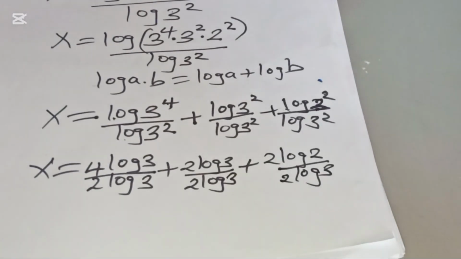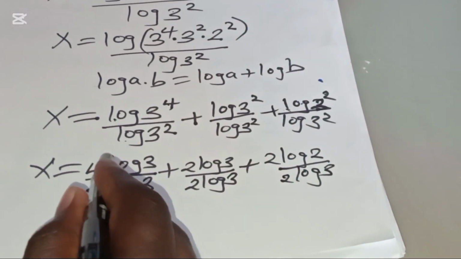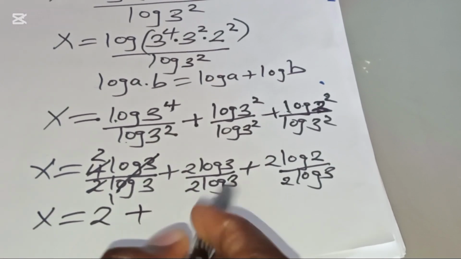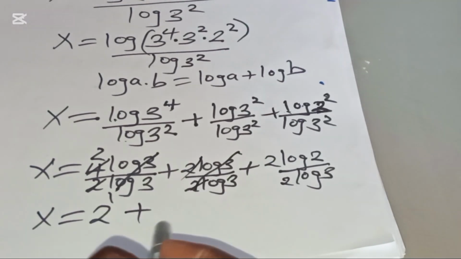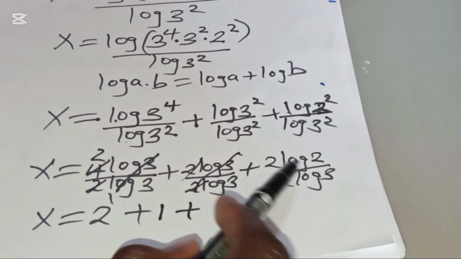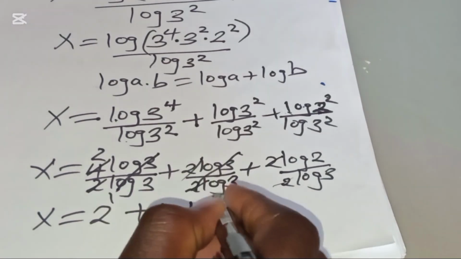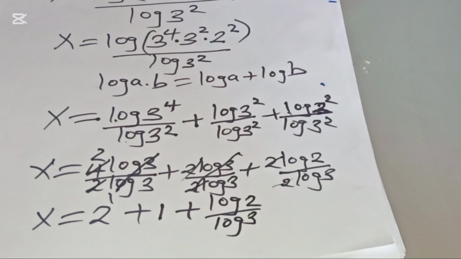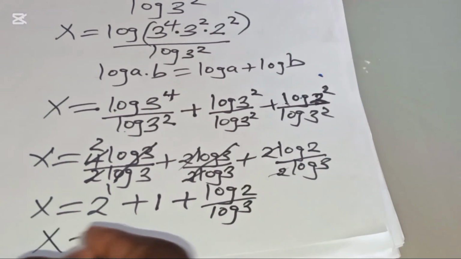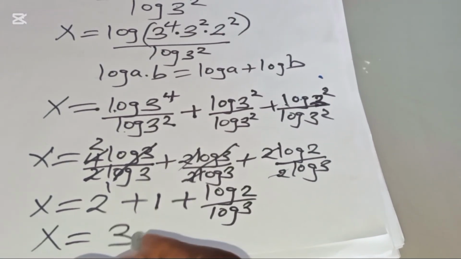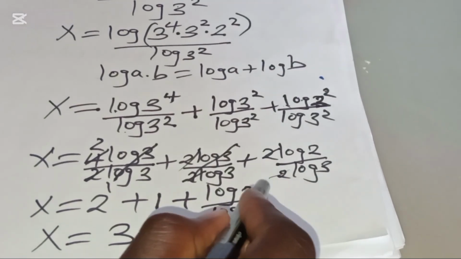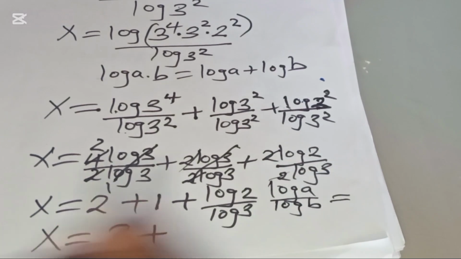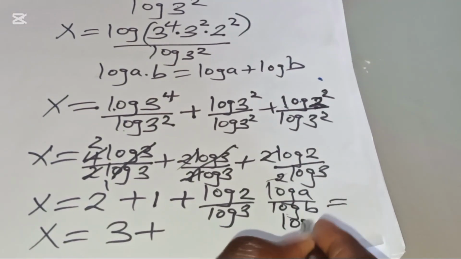So let's simplify this. So we simplify here by 2, 1, by 2, 2. Log 3 simplifies so that x is equal to 2 plus, log 3 simplifies and 2 simplifies, so plus 1 plus, now 2 and 2 simplify, so we'll have log 2 divided by log 3. Okay, so x is equal to 2 plus 1, this is 3, plus, now log 2 divided by log 3, actually this is in the form of log a divided by log b, which can be expressed as log a to base b.